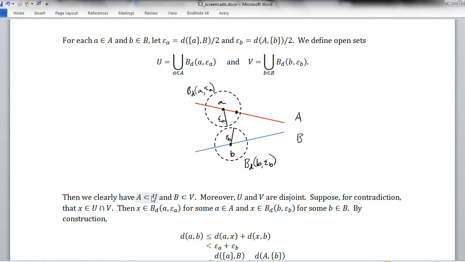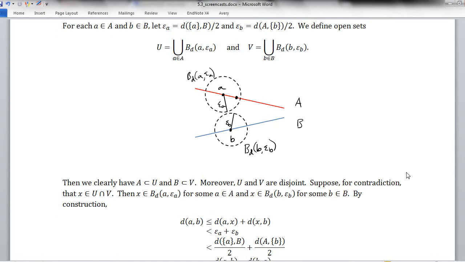U contains A because each point a in A is contained in its own ball here, so every point in A actually occurs as the center of one of these balls that we're unioning. And similarly for B, B is a subset of V. So it just remains to show that U and V are disjoint. Let's do it by contradiction again. Suppose for contradiction that we have a point x which is in both U and V.